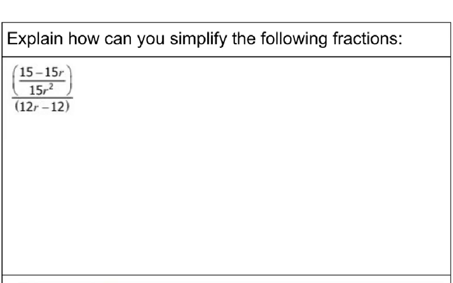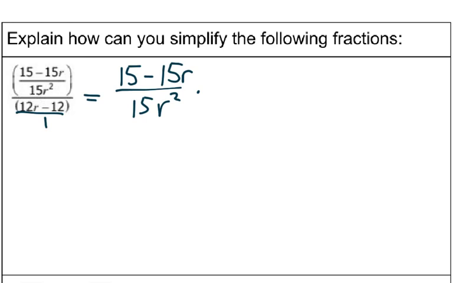If you notice, this complex fraction has a fraction in the numerator, but there's no fraction in the denominator. But you can easily create a fraction in the denominator by writing it over 1. And then you're going to multiply the first fraction by the reciprocal of the second fraction.